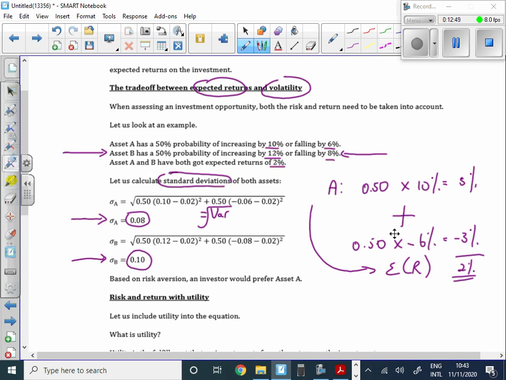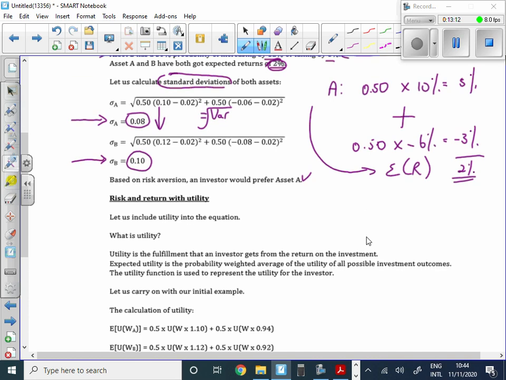Okay, we move on a little bit. And sorry, just before we move on, if we're just looking purely at the trade-off between returns and volatility, of course I'm going to pick asset A, because why wouldn't I? I get the same level of return for either asset, but lower risk on asset A. So on a risk-adjusted basis, of course, I'm going to prefer asset A. Okay. We now talk about utility. Okay. Utility now is introduced. Okay, and utility simply is what the investor gets out from the return on their investment.